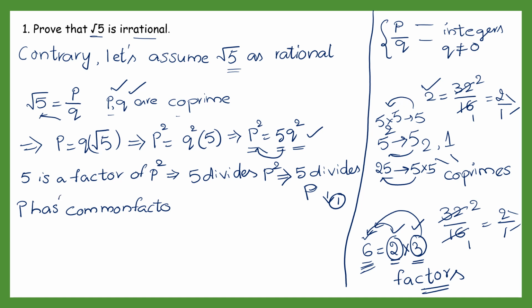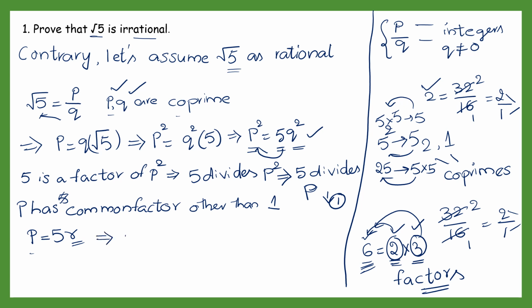P has 5 as a factor. Other than the common factor 1, p has a common factor other than 1. So, 5 divides p. That means p can be written as 5 into r. This can be any number. Here 2 divides 6, so 6 is equal to 2 into 3. p is equal to 5 into r.